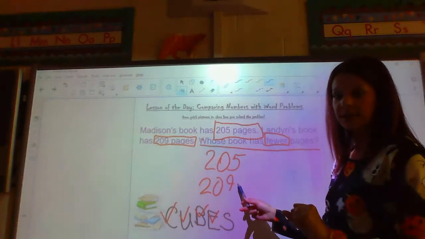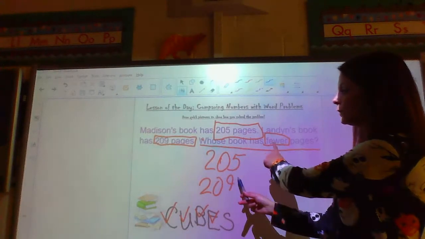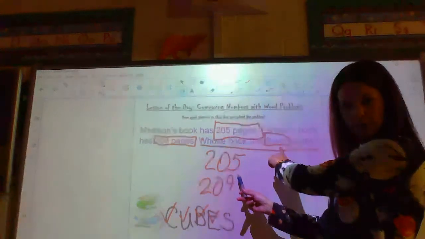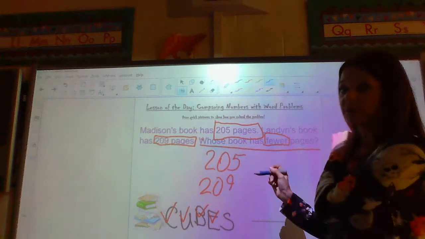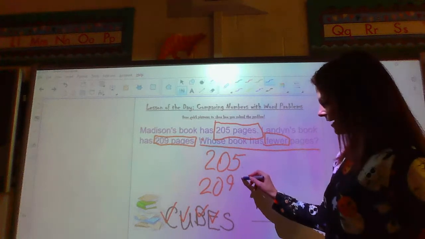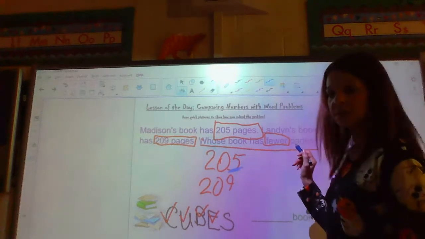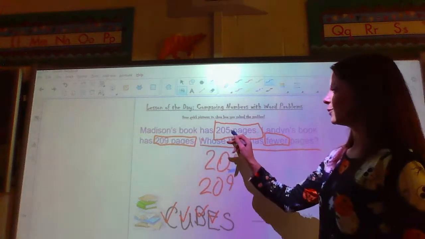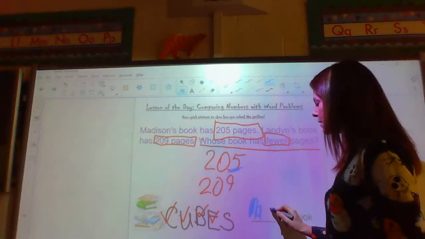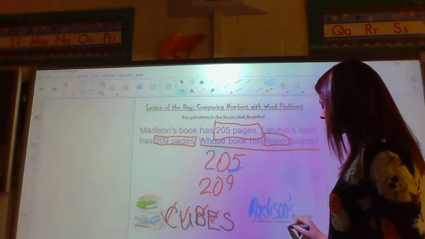Do not underline anything yet. Let's remember, what are we looking for? Oh, look at, I boxed fewer. So if we're looking for fewer, is that bigger or smaller? We're looking for the smaller number this time. So which one's smaller, 5 or 9? 5 is smaller. So whose book has fewer pages? Madison's book only had 205 pages. So Madison's book had fewer pages, is what we will write here.